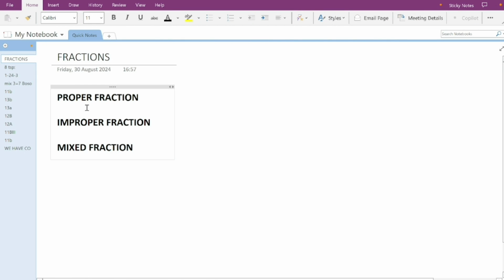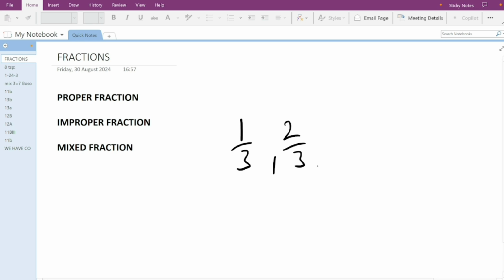Some students struggle with these terms as regards fractions. We have proper fraction, improper fraction, and mixed fraction. So what's a proper fraction? Let's say we have 1 over 3, that's a proper fraction. We have 2 over 3, we have 4 over 5. These are all proper fractions.